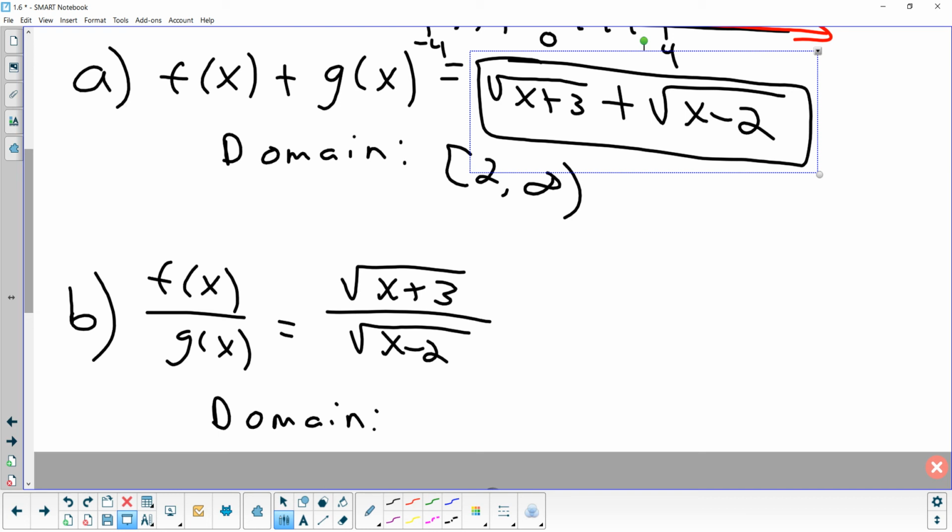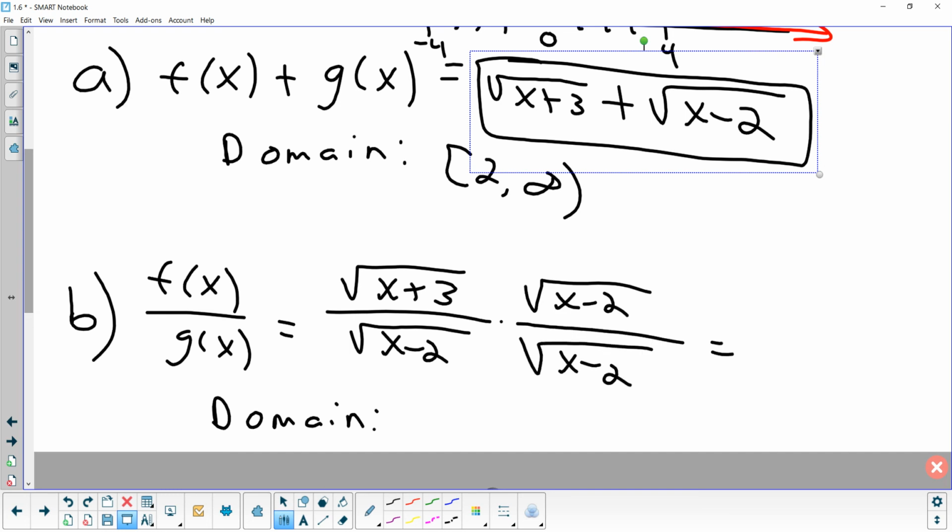There's our function. Not quite the way we'd like to leave it, but what do I do to fix that so the square root's not in the bottom? Yeah, Sarah? You multiply by square root of x minus 2 over square root of x minus 2. In the top, it's just going to be square root of x plus 3, square root of x times square root of x minus 2. And in the bottom, the square root cancels out.